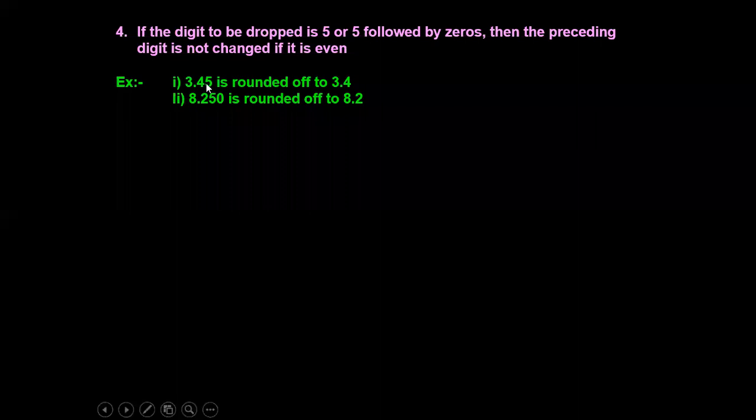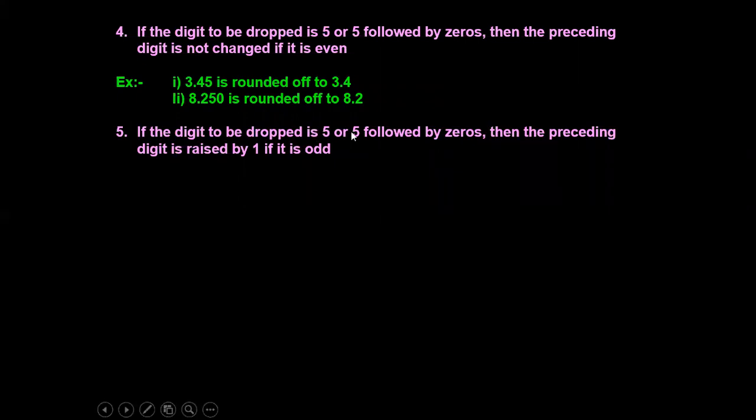Now 3.45 is there. So no more digits are there. We don't need to change it if the preceding digit is even. Okay, 3.4 we will write. See, 8.250 is there. So after 5 there is a 0. When we want to drop this 5, we will see what is on the left side of it. Even digit. So if an even digit is there, we write as it is. If it is an odd digit, we will increase it by 1. If the digit to be dropped is 5 or 5 followed by zeros, then the preceding digit is raised by 1 if it is an odd number.